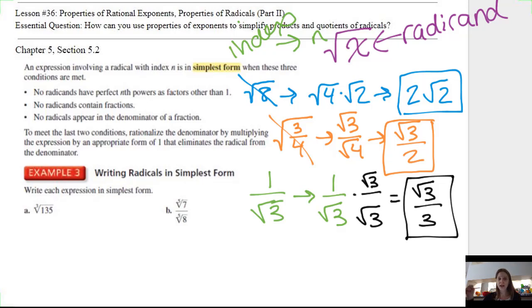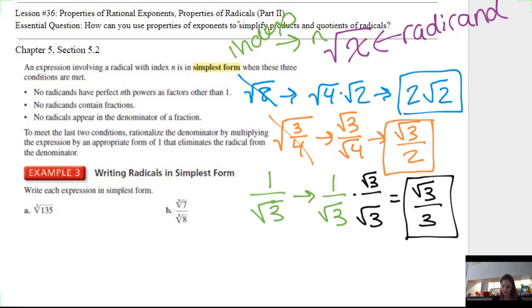Okay, so when we ask for you to write an expression in simplest form, you need to make sure that these three conditions have been met. Now let's go on to example 3, where we are writing each expression in simplest radical form.